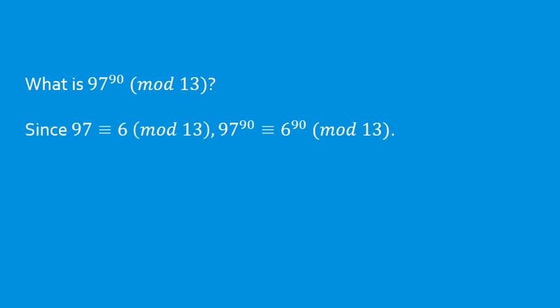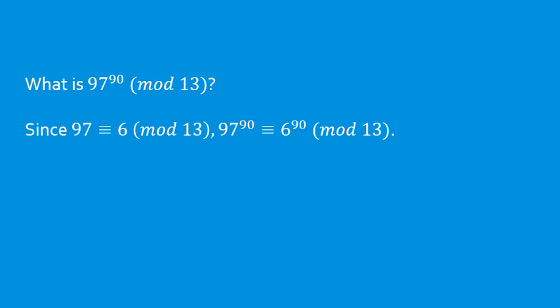This goes back to one of our properties from the previous video, where if a is congruent to b mod n, then a to any power is congruent to b raised to that same power mod n. So since 97 is congruent to 6 mod 13, 97 to the 90th power is congruent to 6 to the 90th power mod 13. And if you just think about those two numbers, 97 raised to the 90th power and 6 raised to the 90th power.